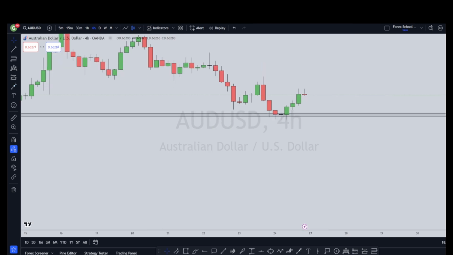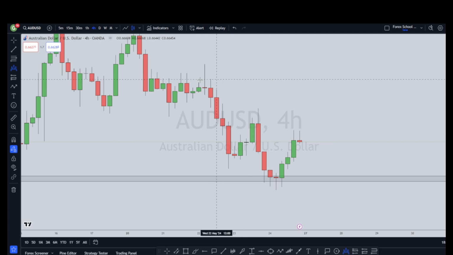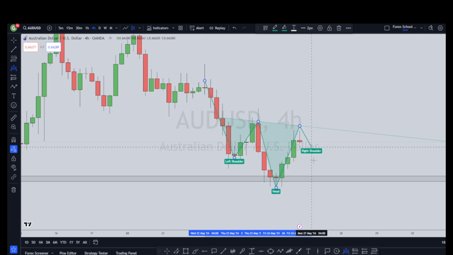Now, dropping to the 4 hour, we see that price dropped heavily to this area, retraced a bit before breaking back below this support area to the downside, and now it has broken back into the range of this price correction that we had before. And if you're very observant, you realize the market is kind of forming what looks like an inverted head and shoulders pattern. I'm not saying this is going to happen.